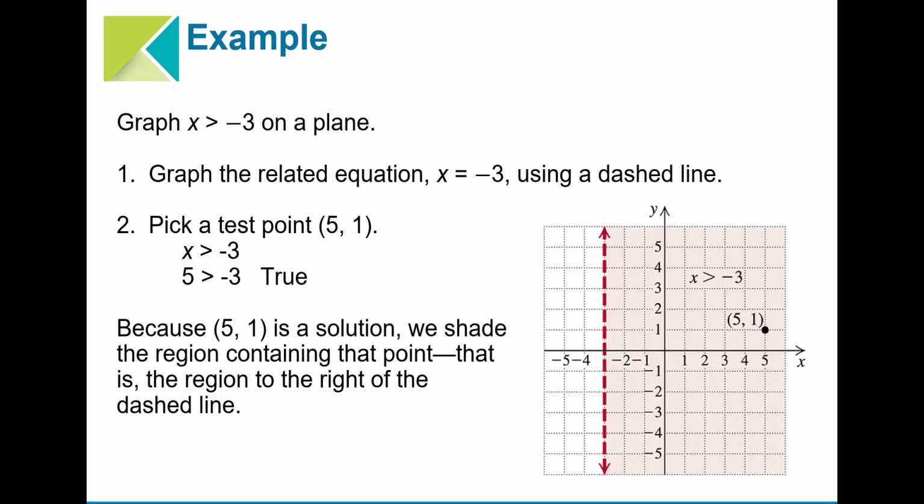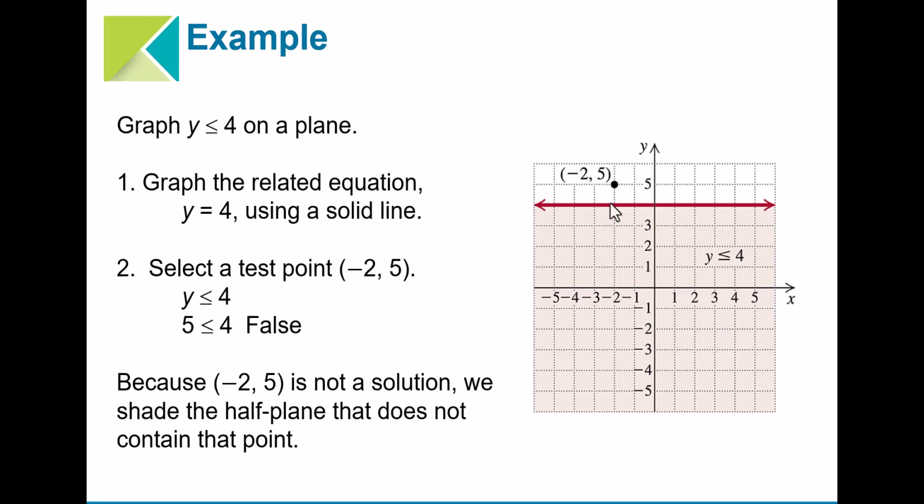If I'm looking at x is greater than -3, once again, it's not greater than or equal to, so a dotted line. I can find a test point over here that is true. Looking at the y, so a horizontal line, y equals 4. This is a solid line, less than or equal to 4. I'm going to check to see if I'm going to shade below, and I plug in a value below. So I picked a point -2, 5 above, and notice this is false, so it's not a solution, so I know I shade the other side.